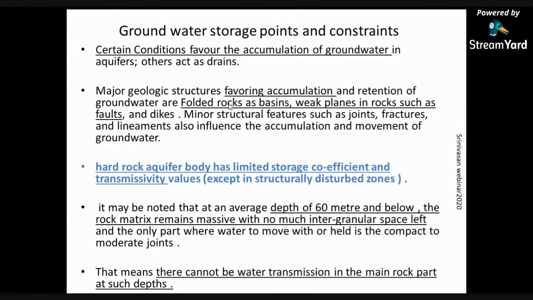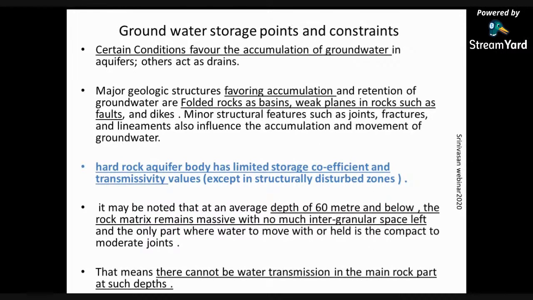Every rock is, like, folded like a basin, and there will be a lot of weak planes. I already told you such features favor the accumulation. They are the accumulating points. All along the underground subsurface formation, some have accumulating points where we will drill and take it. Like oil accumulation, there is a water accumulation also.